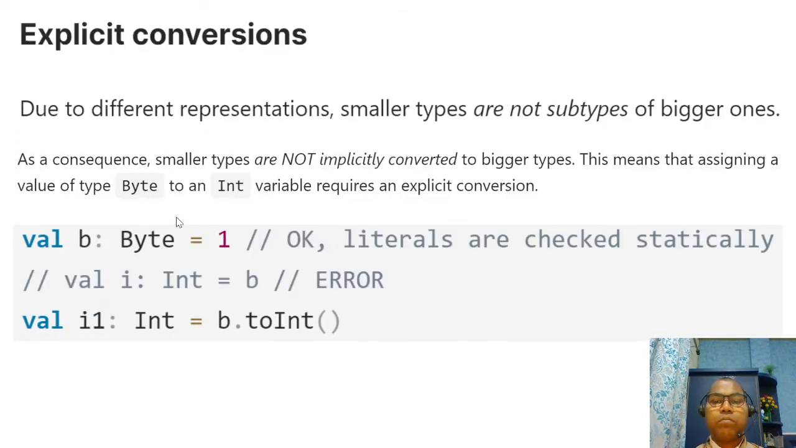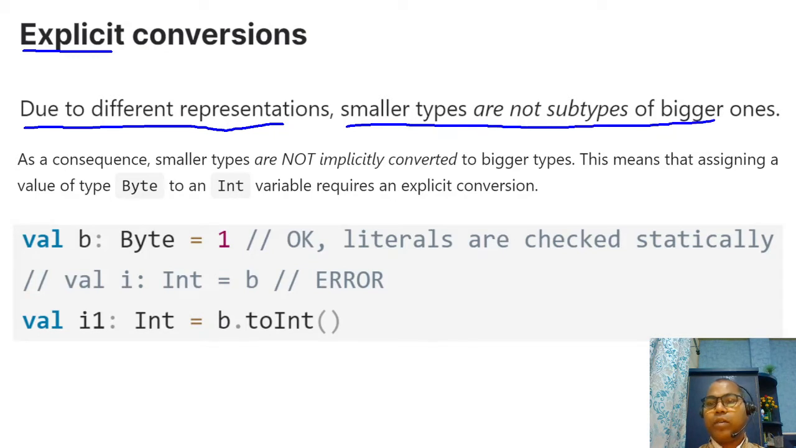Sometimes we study the different data types for numbers, maybe floating point or integer, and sometimes conversion is needed from byte to short, short to int, or byte to long. Some conversions happen by default, and sometimes you need an explicit conversion. Due to the different representations, smaller types are not subtypes of bigger types, so smaller types are not implicitly converted to bigger types.